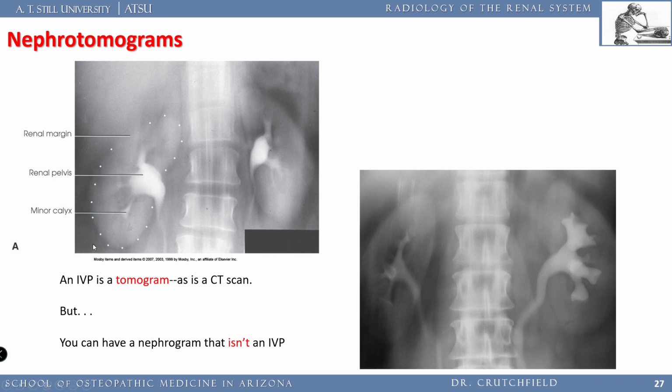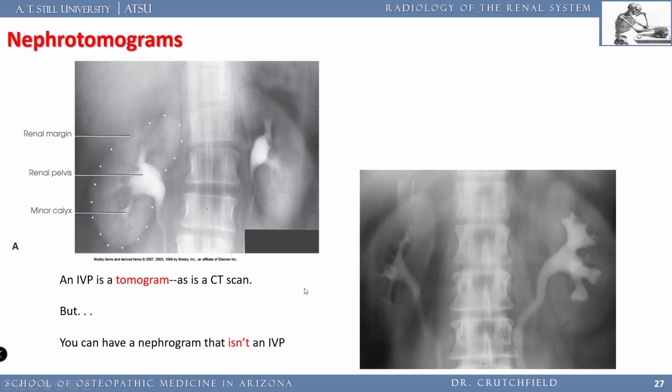IVP is not done that commonly anymore. Almost everybody has CAT scanners. Once in a while, you're still going to see where an IVP can be done and needs to be done. But an IVP is a tomogram, as is a CAT scan. But you can have a nephrogram that isn't an IVP. So a nephrotomogram is a CAT scan. A nephrotomogram is also this picture here, an IVP.